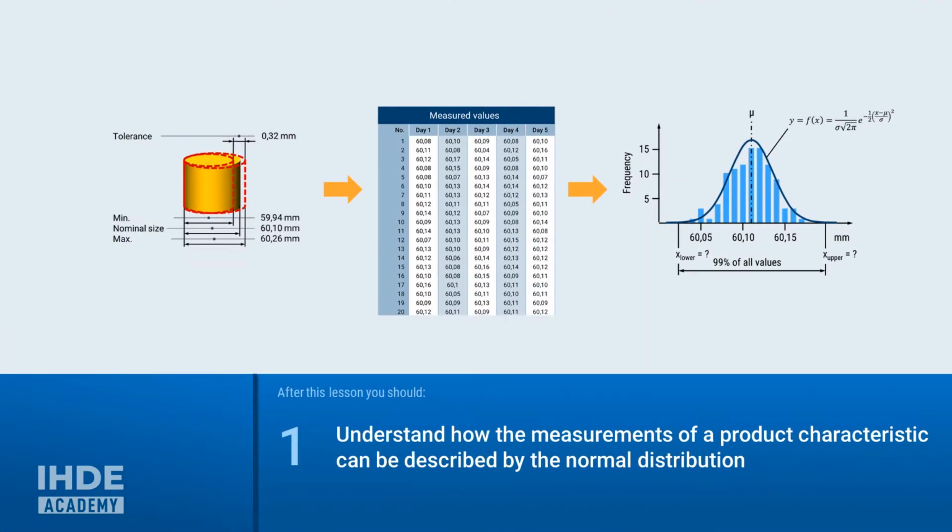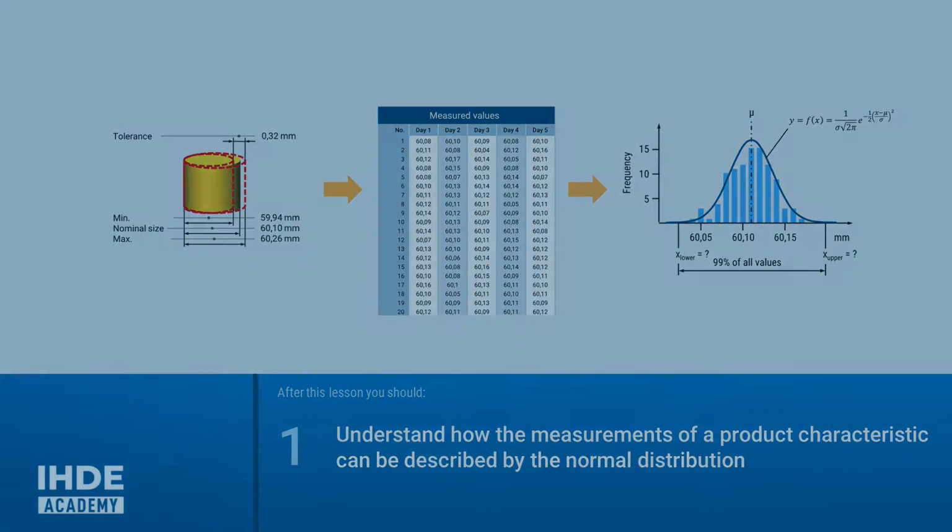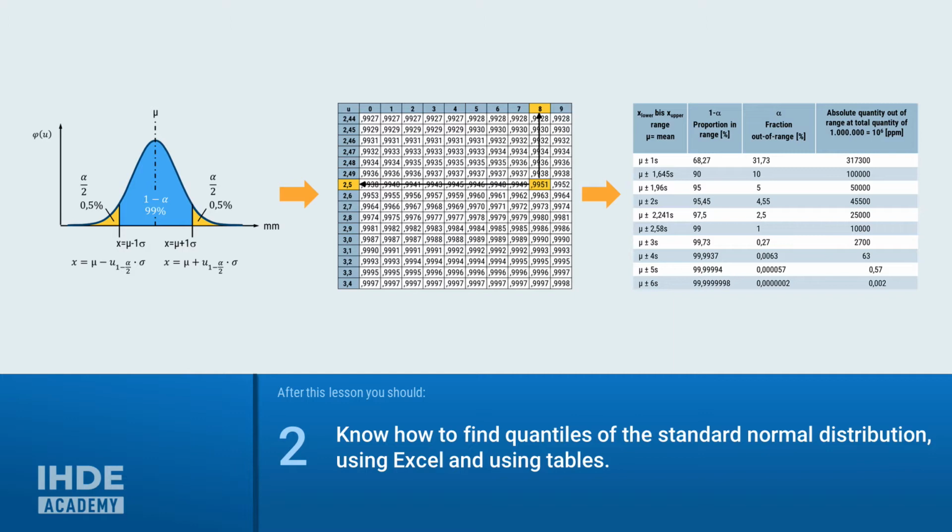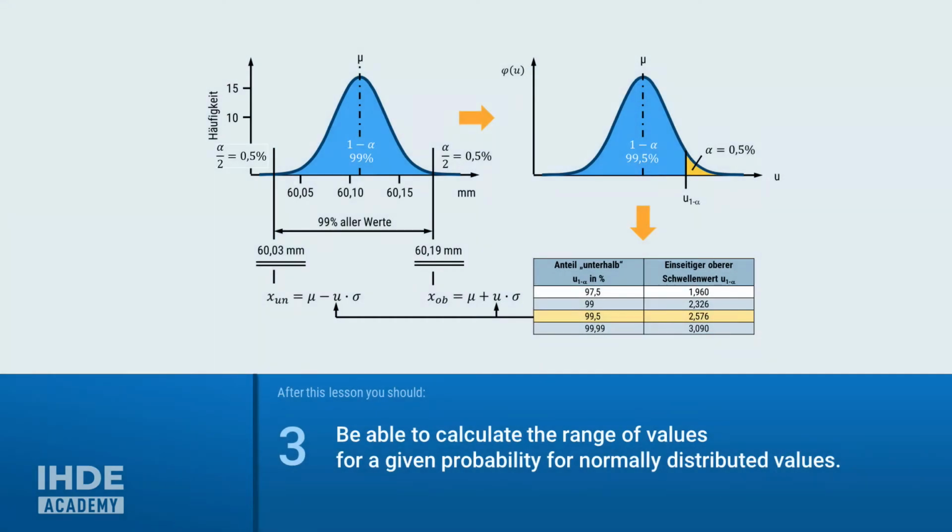And hello again to this lesson, which essentially has 3 learning objectives. You will learn how the distribution of values can be described mathematically with the help of the normal distribution. You should then also be able to determine any quantiles of the standard normal distribution using tables or MS Excel. And at the end, you should be able to apply what you have learned by calculating the range between which 99% of the values of a population can be expected.